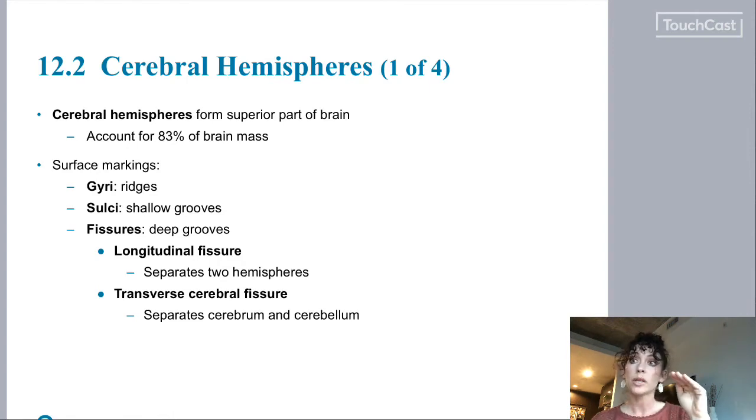The higher points, these ridges, are going to be called the gyri, or the plural gyrus. And then finally we have sulci, so these shallow grooves, or sulcuses. If they're really, really deep grooves, they're called fissures. We're going to have a longitudinal fissure that's going to separate the two hemispheres, and then we have a transverse cerebral fissure, which separates the cerebrum from the cerebellum.